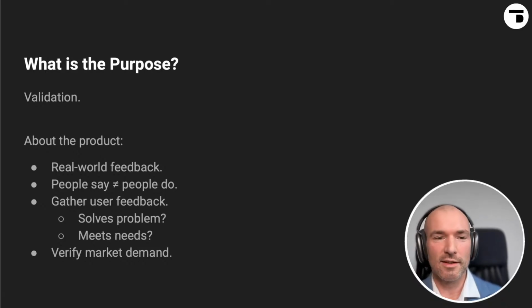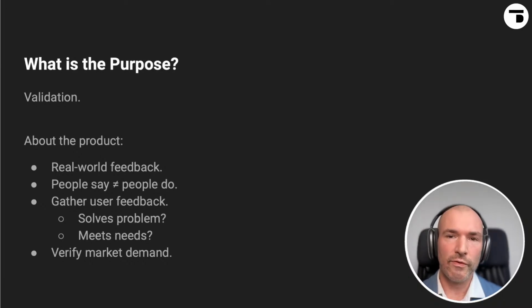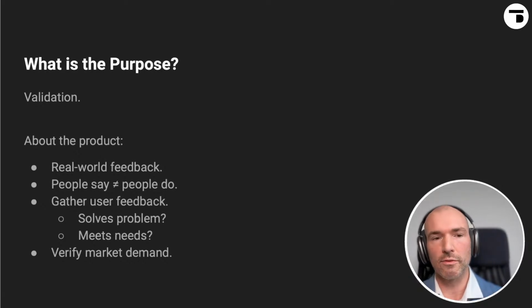At some point you need to build something, give it to the hands of the users and say, give me your credit card details, and you verify, does this solve their problem? Does it meet their needs? How well does it solve their problem? You verify market demand. And that's a crucial part of why you need to build an MVP, what you cannot do with just research.